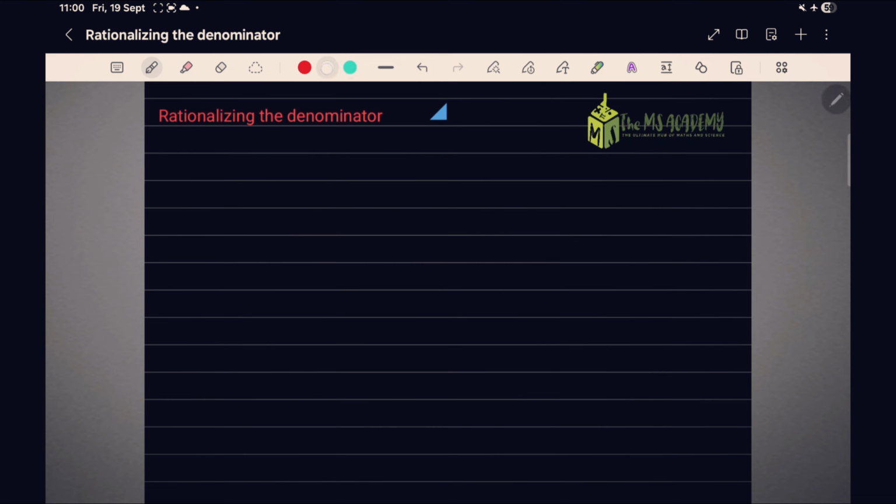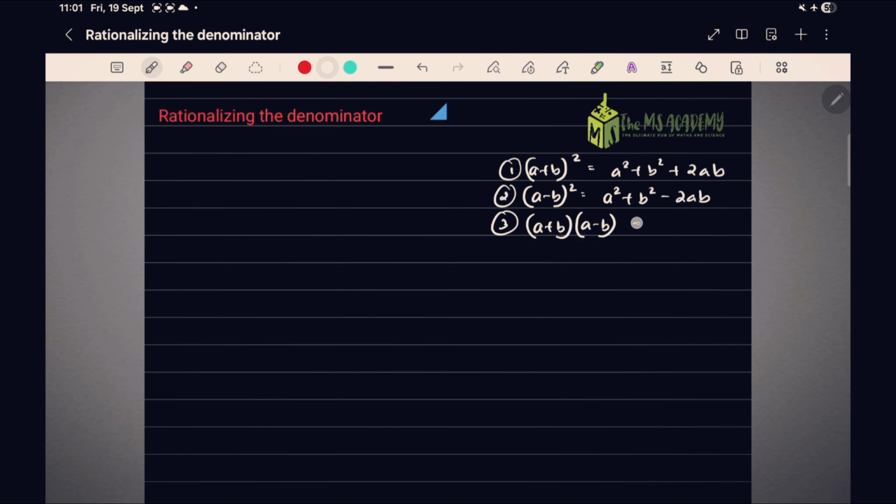Okay, so just as a quick revision, I'm going to quickly write down the three formulas that we had learned in part 2. That is (a plus b) the whole square is equal to a square plus b square plus 2ab. Second, (a minus b) the whole square is a square plus b square minus 2ab. Third, (a plus b) into (a minus b) is equal to a square minus b square. Now out of all these three formulas, this is going to be very important for us in this particular subtopic, that is rationalizing the denominator.